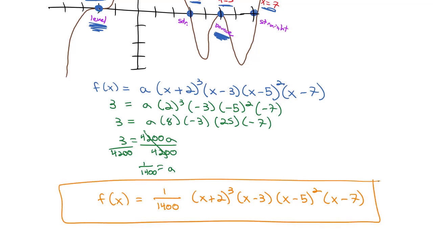And now I've got the equation of the graph by pulling off the important information from my polynomial.